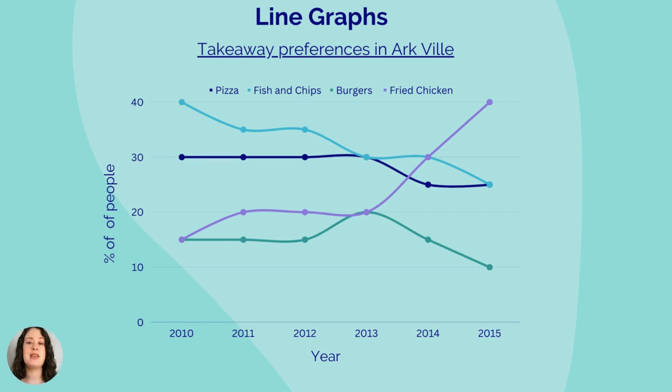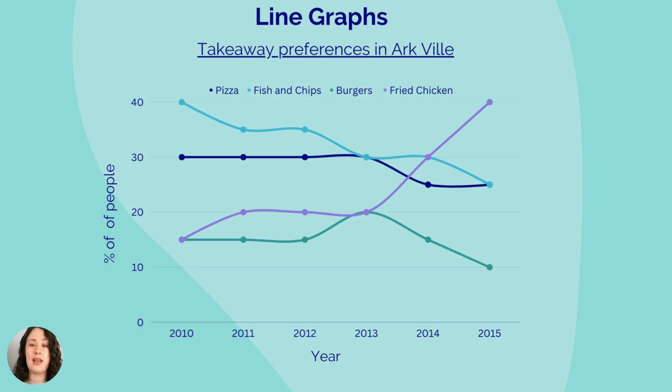Here you can see an example of a line graph. As you can see, this line graph depicts the takeaway preferences for a specific place from 2010 until 2015. As you can see, the horizontal axis shows the year, and the vertical axis shows the percentage of people.